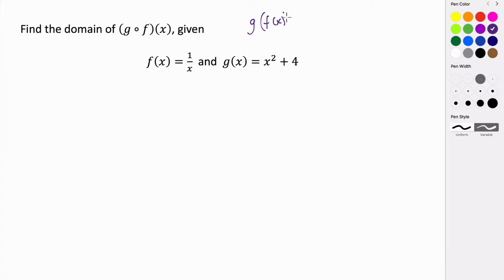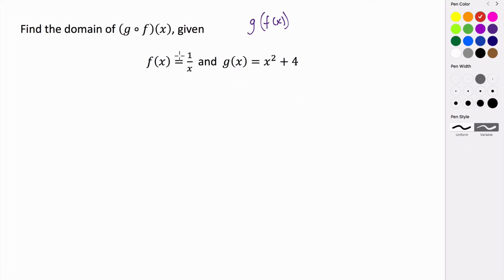So again, when we are finding the domain of a composition function, we need to figure out what, if anything, makes the inside function undefined. Because if the inside function is undefined, then we have no output to plug back into g. So that's going to be a value that is restricted. And then also we have to figure out what restrictions there are on the outside function so that we can't make the inside function equal that, so that there's no problems with the outside function g.